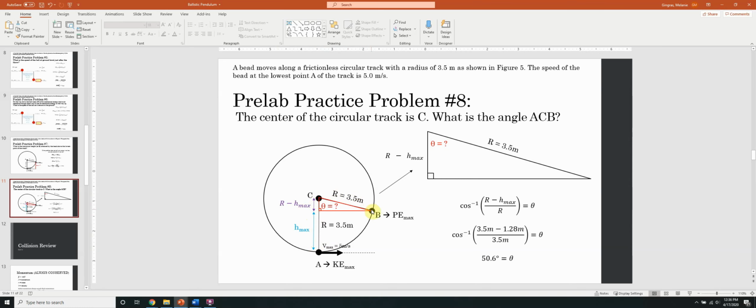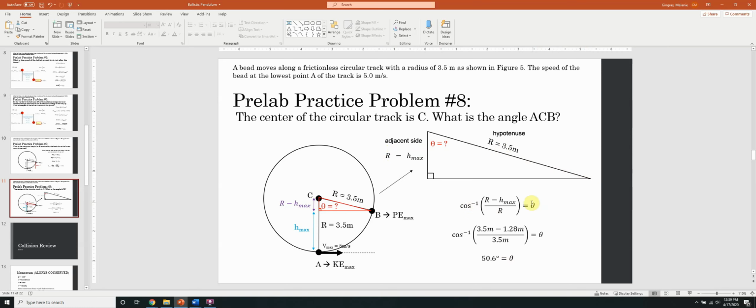Because this right triangle is what we're going to be looking at to solve our problem, I blew it up and redrew it over here. This is the same right triangle. We're solving for this angle here, theta. This side, which is our adjacent side, is equal to r minus h max. This side, opposite the right angle, is our hypotenuse. So we know our hypotenuse and our adjacent side, so it should come as no surprise that we're going to be working with cosine. Specifically, we're going to be working with inverse cosine because we're trying to find theta.